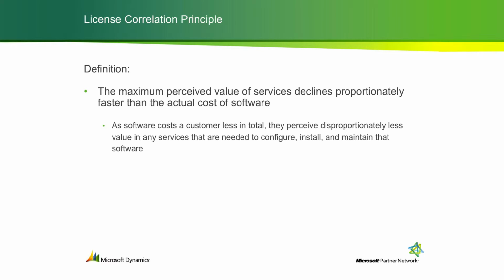And what we're finding in a lot of markets that we're active in and helping partners transition to a volume model in is that when you get down to a 10 user deal size, often you're going to get less in services than you will in software. There's a number of reasons for that, but it's pretty much always been the case that the services to software ratio declines as the deal size declines, and it's not a straight line kind of thing. And that's really what we mean by the license correlation principle.